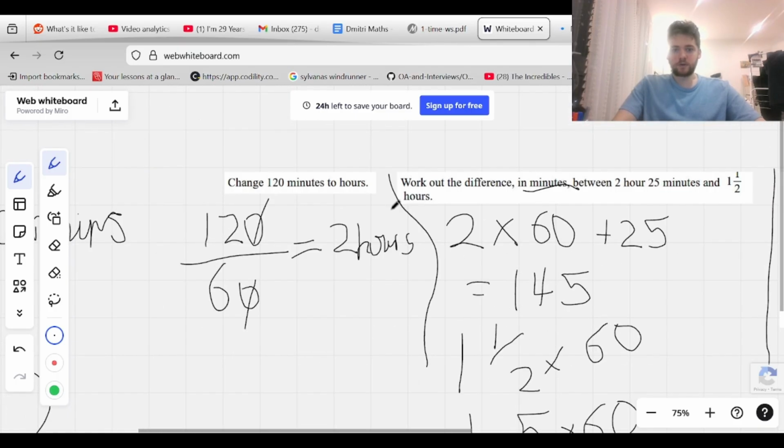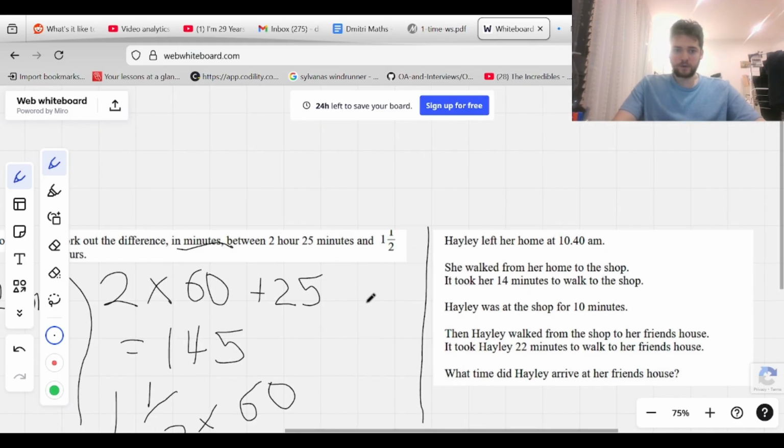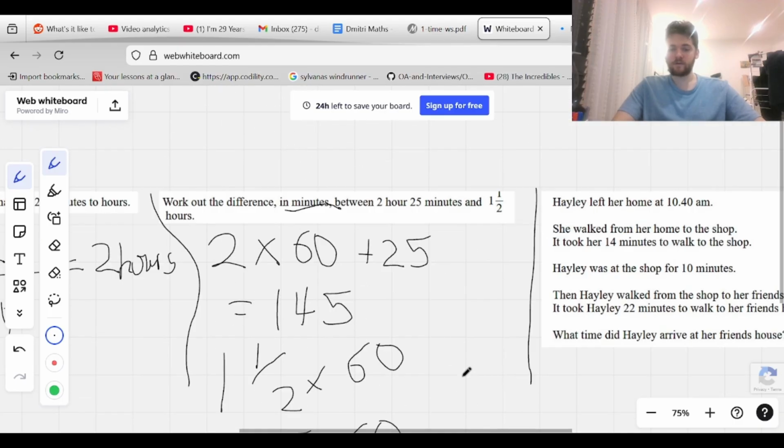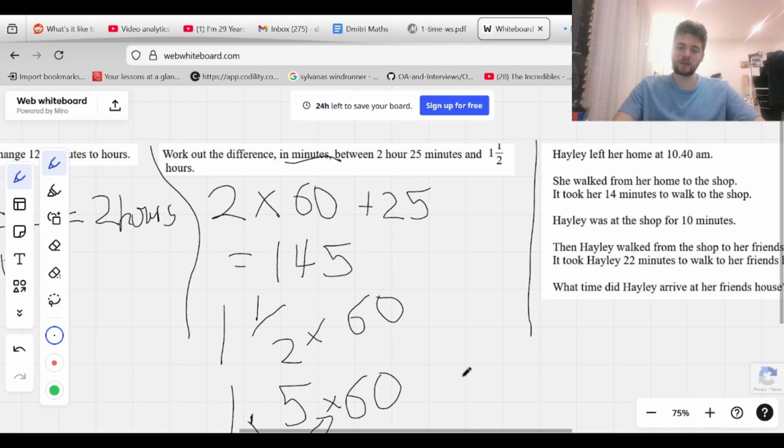Question: why do we insist on putting the unit of measurement? Why is the answer not just simply 55? Well, because without any information, there is nothing to tell us whether it's 55 minutes or 55 hours. It might seem obvious to us, but actually, unfortunately, it's not.